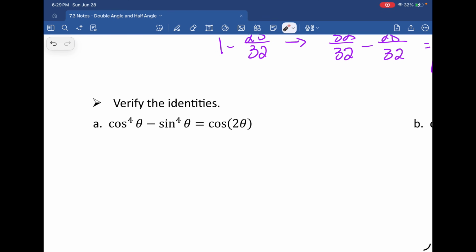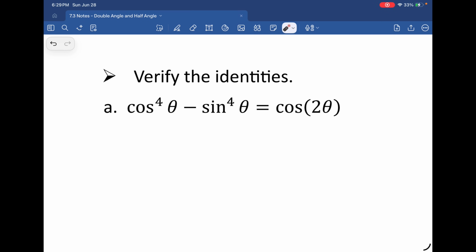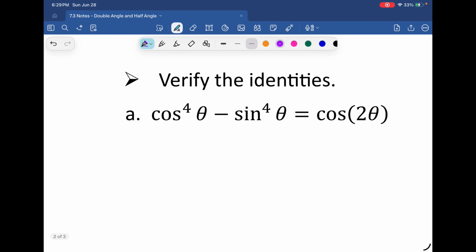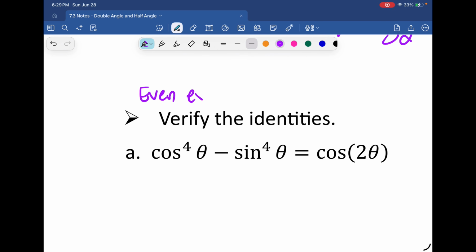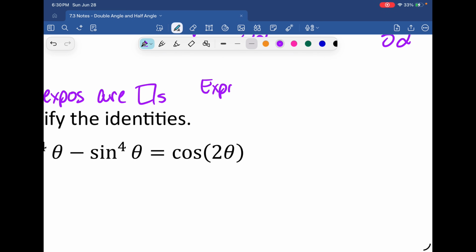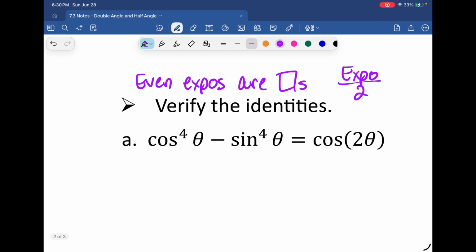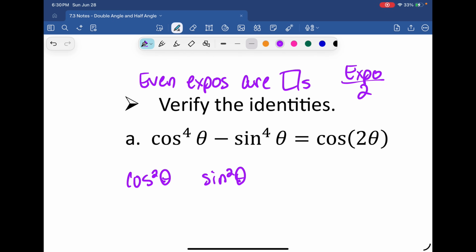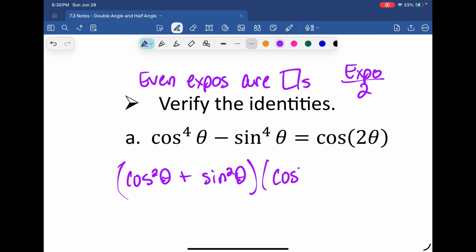In these two examples, we're verifying identities using double angle. I've got cosine to the fourth minus sine to the fourth equals cosine 2 theta. Remember, we want to use the more complicated side. In this case, that's cosine to the fourth minus sine to the fourth. That is a difference of squares. Even exponents are squares. When you take the square root of an even exponent, you divide the exponent by 2. So cosine to the fourth, its square root is cosine squared. Sine to the fourth, its square root is sine squared. Remember, these are conjugates, so we add them and subtract them.